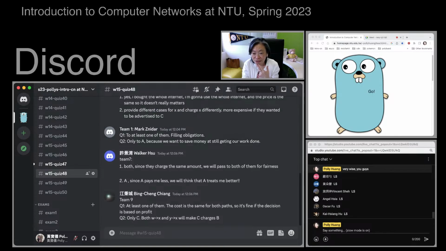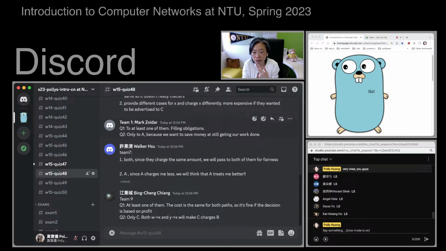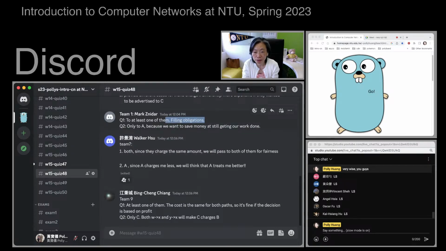All right. And Mark here says at least one of them feeding obligation. Okay. Yeah, so of course, C needs to send at least one of them, which includes maybe both. And given that A and C charge the equal amount of money, then which one doesn't matter.